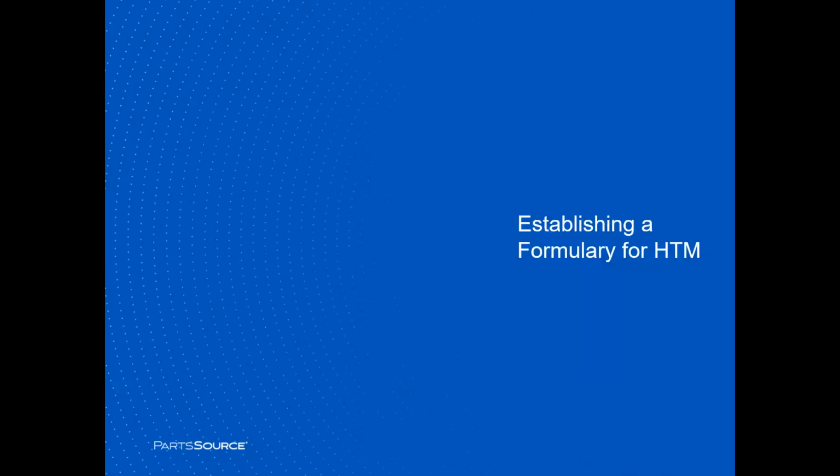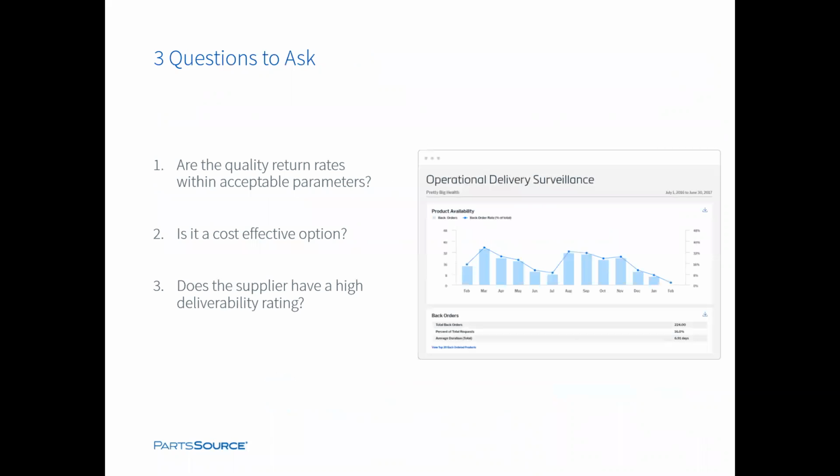So now we're going to jump into establishing a formulary for HTM. I like to think about this topic in terms of 3 questions. Once you've determined that there is a viable alternative option on the market, then there are really these 3 questions to answer. Are the quality return rates within acceptable parameters? Obviously, we don't want to be purchasing a part that has a high quality failure rate because that really negates any kind of cost savings we could get on that particular product if the equipment has excessive downtime. It can also impact patient care, so this is a huge thing to track.